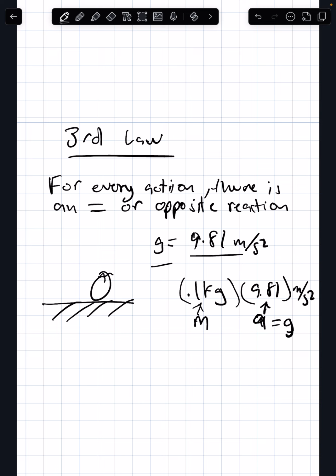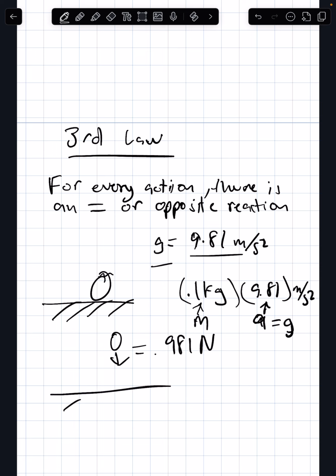So this apple, when it's falling down, it's creating a force on the ground of, what is that? 0.1 times 9.81. It's about, let's just say, 0.981 newtons of force on the ground.